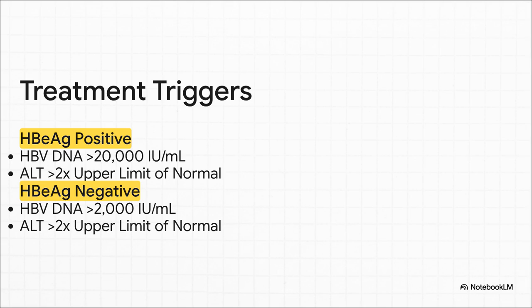The guidance gives us some really clear lines in the sand. For HBeAg positive patients, it's a viral load over 20,000 and an ALT that's more than twice the normal limit. For HBeAg negative patients, the bar's a little lower, a viral load over 2,000 with that same high ALT. These are our classic triggers to start therapy.